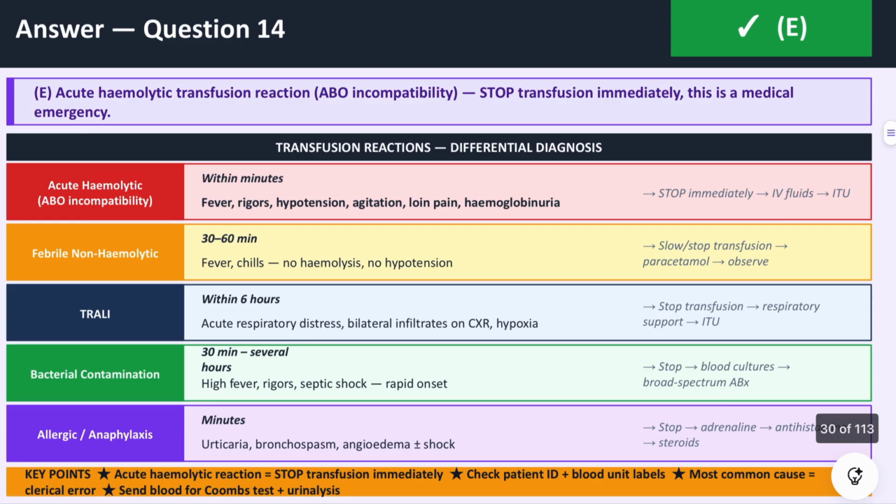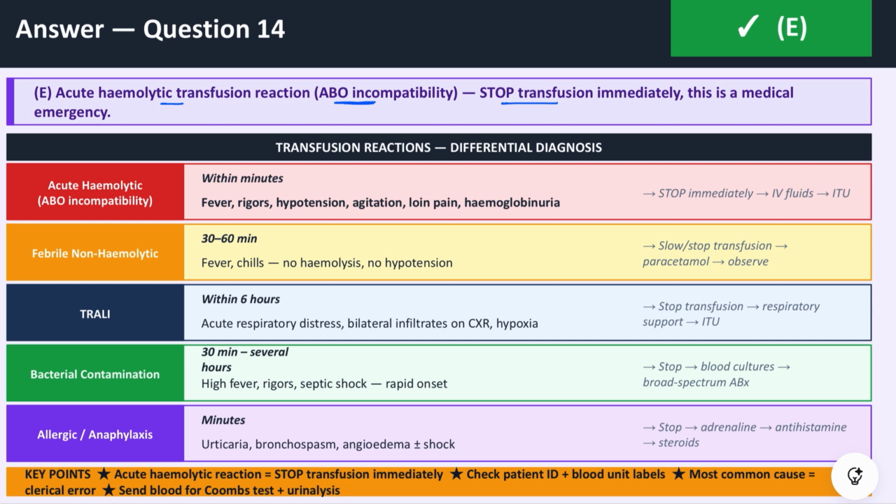As the patient develops this complication immediately, it will be an acute hemolytic transfusion reaction, which in most cases is because of ABO incompatibility. And for that, you have to stop the transfusion, and this is a medical emergency. So let's have a discussion about different transfusion reactions. How can we differentiate between them on the basis of their duration and clinical features? And what will be our immediate steps to prevent or deal with their complications?